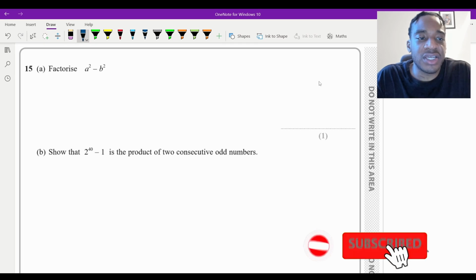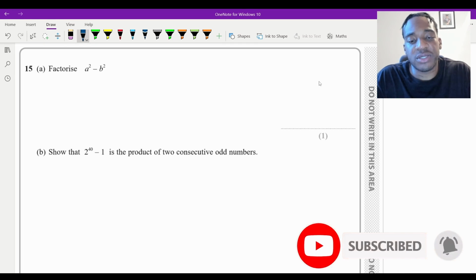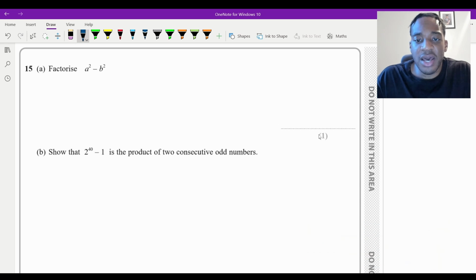Okay, so question 15 says we need to factorize a squared minus b squared for 1 mark. Now straight away, you should recognize that this is just the difference of two squares. And this is just going to be equal to a minus b multiplied by a plus b. Okay, so that's done. And part B says we need to show that 2 to the power of 40 minus 1 is the product of two consecutive numbers.